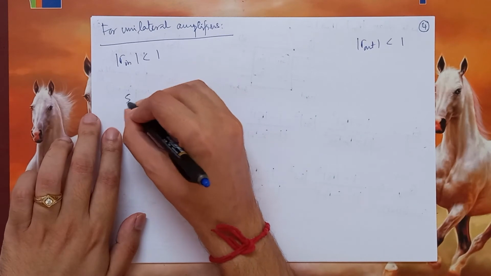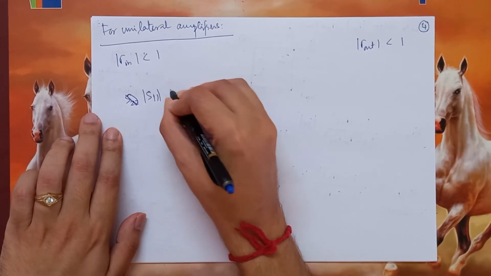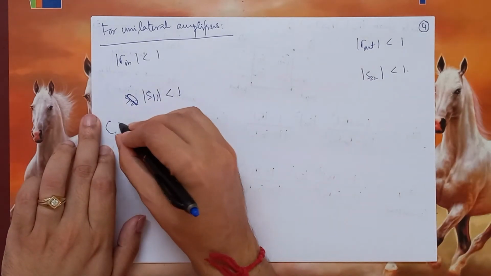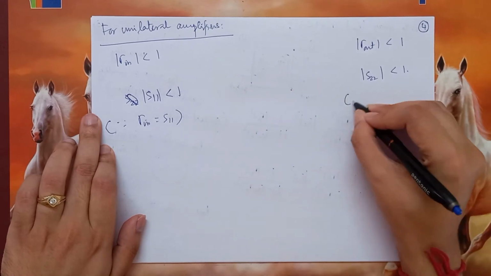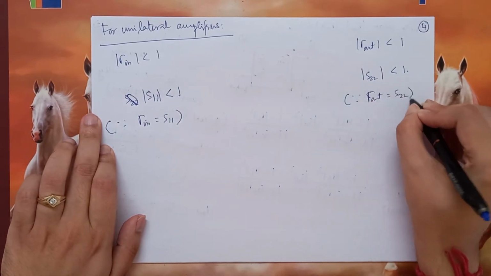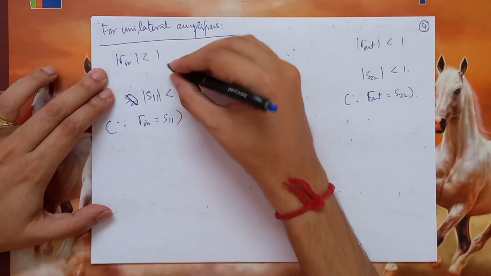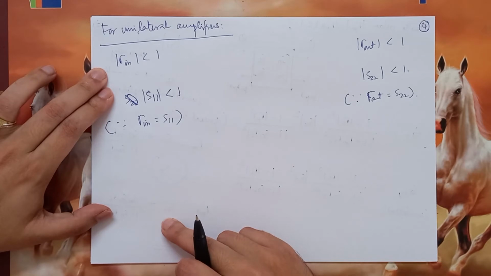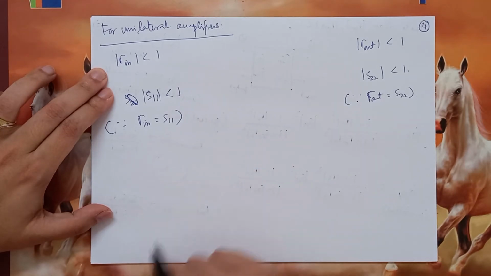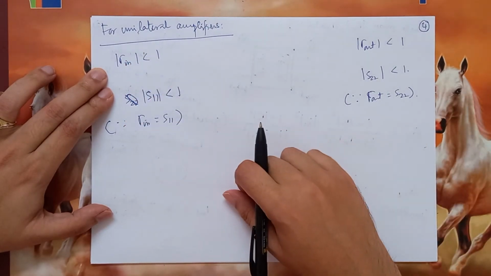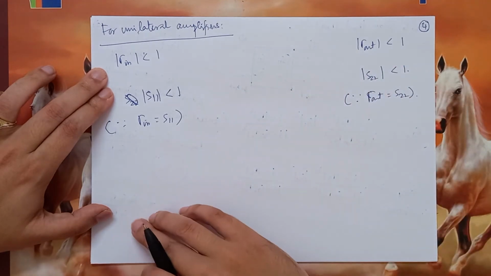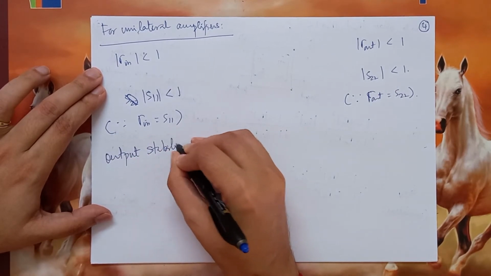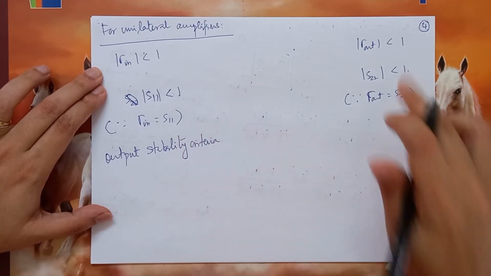So what happens? Gamma in, S11 magnitude is less than 1, and here S22 magnitude is less than 1. Why? Because gamma in is equal to S11 and gamma out is equal to S22. So these two conditions are needed to ensure stability from the input side as well as the output side. Now what happens is that since gamma in usually depends on the load and the gamma out usually depends on the source, this criteria is called as the output stability criteria. And this is called as the input stability criteria.